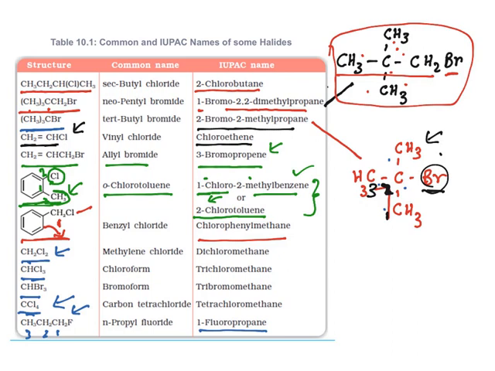So this is about classification, nomenclature and applications of halogenated organic compounds. In the next class I will explain how haloalkanes or haloarenes are synthesized and what the reaction patterns are.